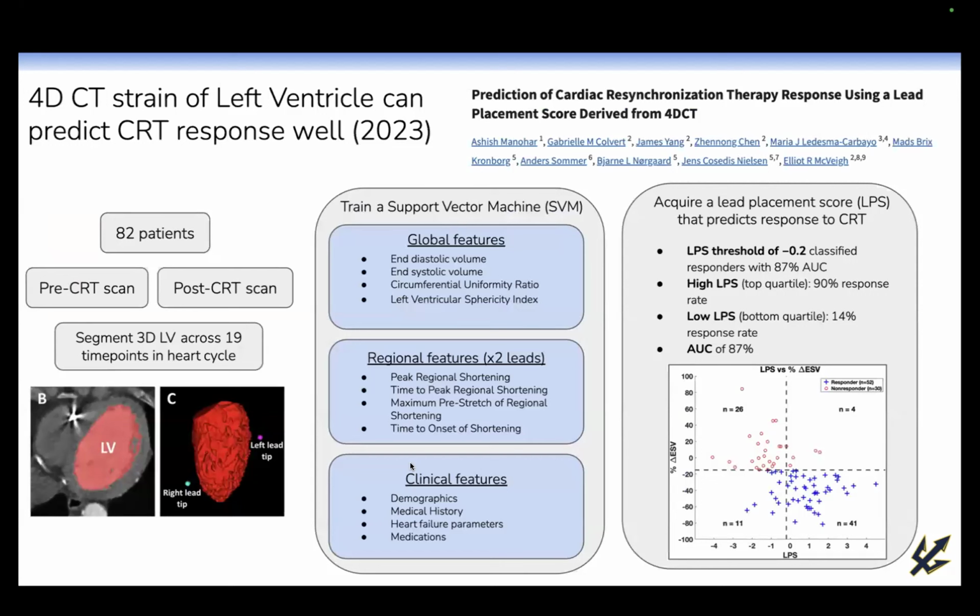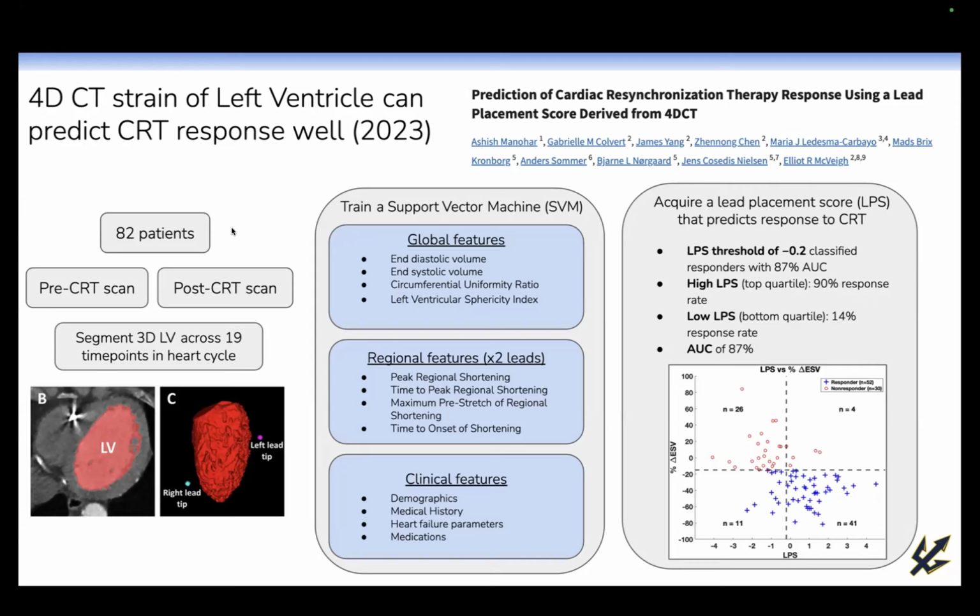I know there's a lot of information. I want to stick to the 3 slides, but let's go piece by piece. The study I will be building upon was published in 2023 by Ashish Manohar under the mentorship of Dr. Elliot McVeigh, right here. In the study, the overall conclusion was that both global and regional strain metrics of the left ventricle can be used to predict CRT response. So let's go into more detail.